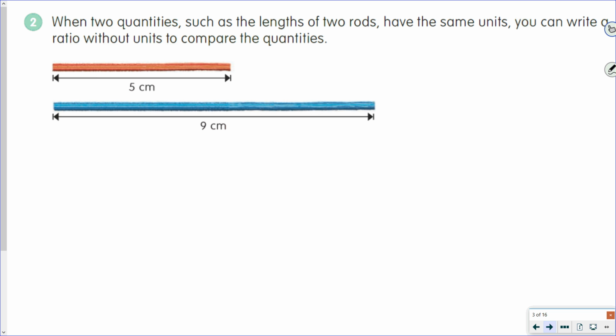When two quantities, such as the lengths of two rods, have the same units, you can write a ratio without units to compare the quantities. So again, if I was asking you to write the ratio of the red rod to the blue rod, since red was listed first, we put that number first. Blue was second, so we would have 5 to 9, or you replace the "to" with a colon, 5:9, or write it in the form of a fraction. If it was blue to red, it would be 9 to 5.